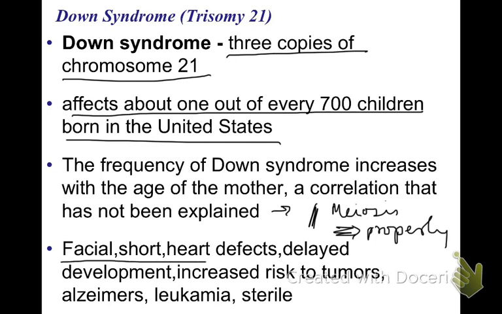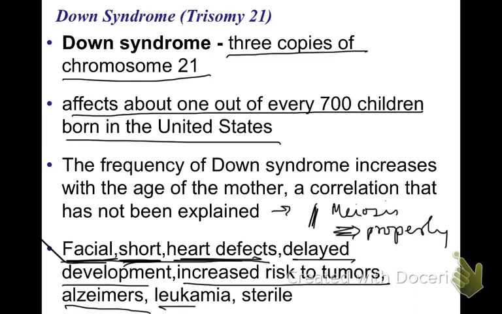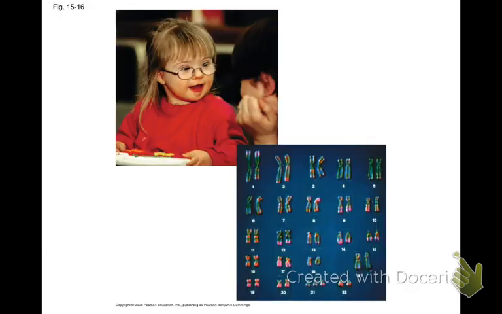Okay, facial features can be different. They can be short, they can have heart defects, they can have delayed development, they have an increased risk of tumors, Alzheimer's, leukemia, and they are sterile. 50% of the females are sterile, 50% of the females are normal, and 100% of all the males are sterile. Okay, so in this case, if you notice, for Down syndrome, chromosome 21, there are 3 copies of it.